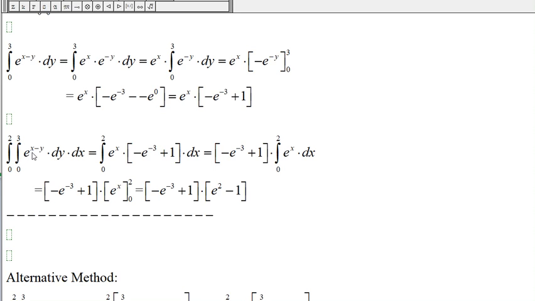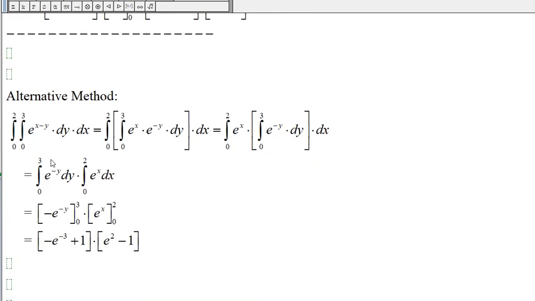For a function like e to the x minus y, we can also evaluate this double integral as follows. E to the x minus y is the same as e to the x times e to the negative y. The inside integral here is with respect to y, so e to the x will be considered constant. And so it's a multiplication constant, so we can move it and place it in front of the inside integral.